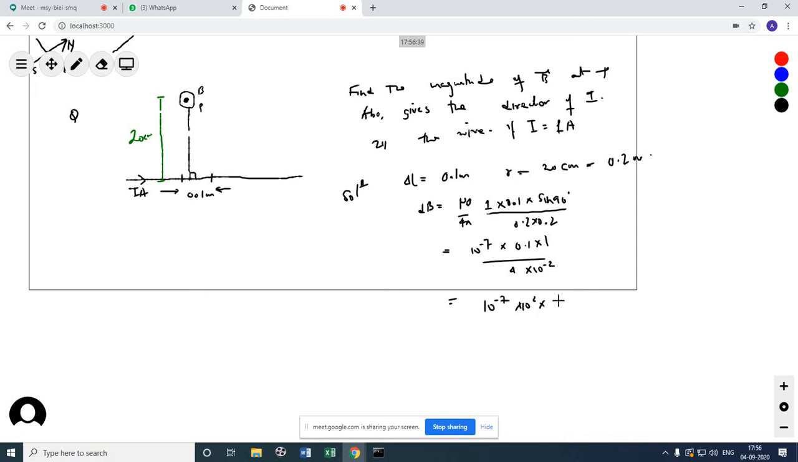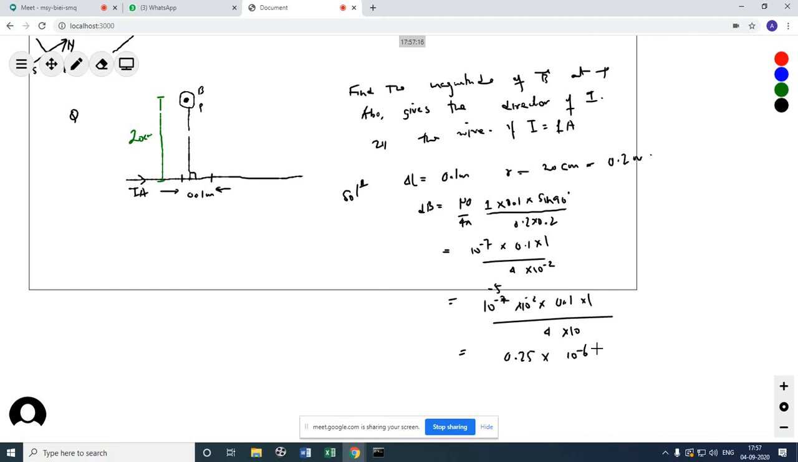0.2 meter, right? And then what else do I need? So dB would be equal to mu naught by 4 pi I. Oh, current, I did not give you the current, I'm very sorry. Let's say this is a current of 1 ampere. So that gives the direction of I in the wire, if I equals 1 amp.